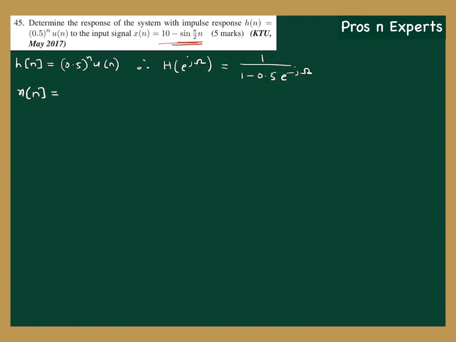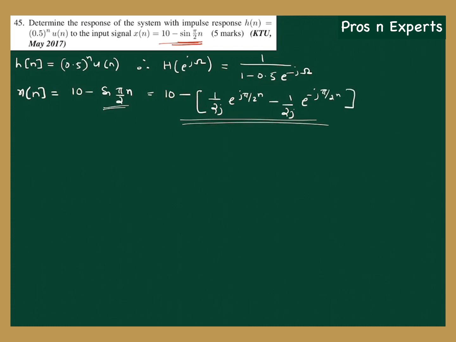But given x of n is equal to 10 minus sine pi by 2n, how will you find out x of e raised to j omega? We cannot directly find x of e raised to j omega because of the existence of the sine term. So this is a case where we can use Euler's theorem handily. Using Euler's theorem, I am writing sine pi by 2n as 1 by 2j e raised to j pi by 2n minus 1 by 2j e raised to minus j pi by 2n. Okay, so this is the expression for x of n. Now we can find out x of e raised to j omega.